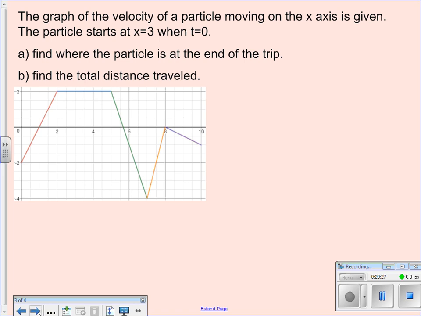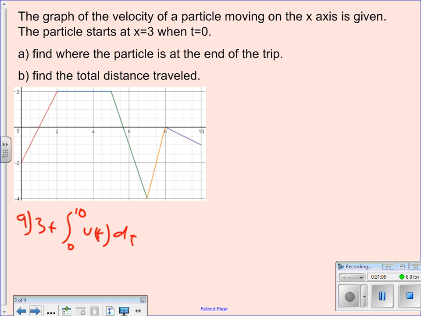I have this question up for a very good reason. Many students forget how to do integration if they don't have the equation. I don't know the equation. How am I supposed to integrate? How am I supposed to find it? Because for part A, your answer is where it started plus the integral from 0 to 10 of v of t. Right? But I don't have the equation. How am I supposed to integrate it if I don't have the equation? I hear you cry.